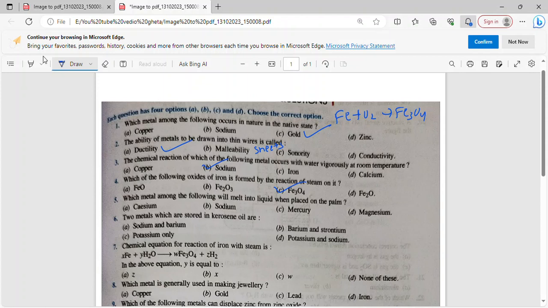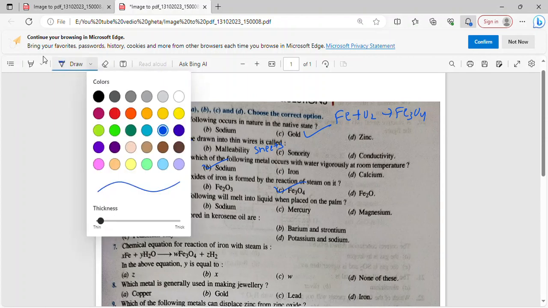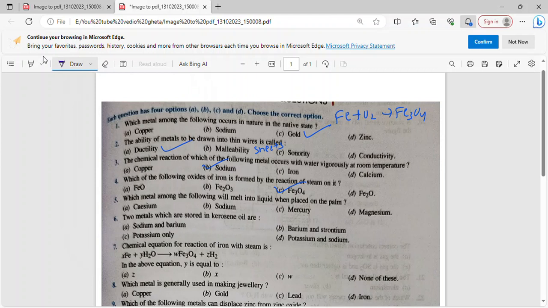Which metal among the following will melt into liquid when it is placed in a palm? Metals usually have a high melting and boiling point, but there are two metals that melt at low temperature. What are those two metals? Any idea? Yes, those two metals are gallium and cesium. So this is the one which is given.